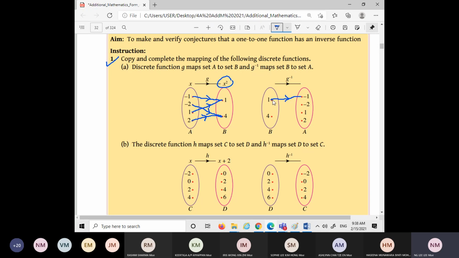So you see -1 goes to 1, 1 goes to 1. So the other way around is from 1 go back to -1, 1 go back to 1. 4 the same thing. 4 goes back to -2, and then 4 goes back to 2. Okay.